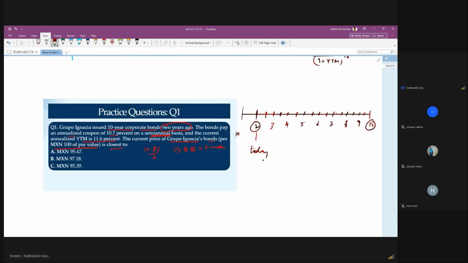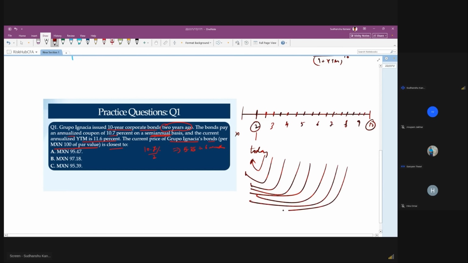Ultimately, I have to do what? Every cash flow has to be discounted. Are you getting my point? Yes or no? Yes, sir. Every cash flow has to be discounted, right? So what is my cash flow? Cash flow is a coupon. The coupon I calculated was 5.35. So 5.35 is the coupon coming. So 5.35 divided by what?